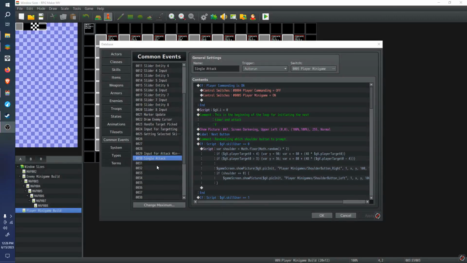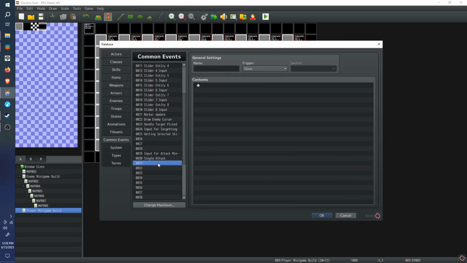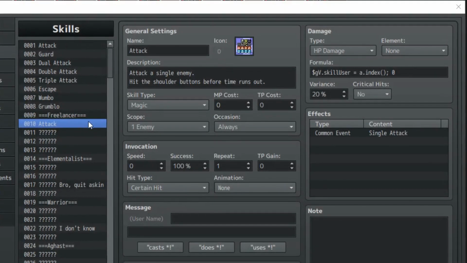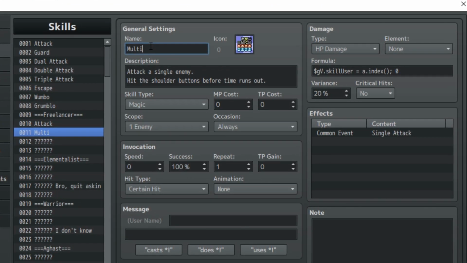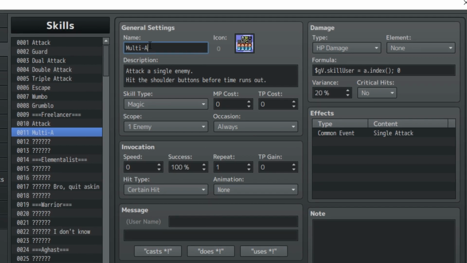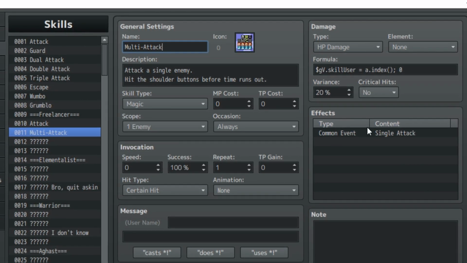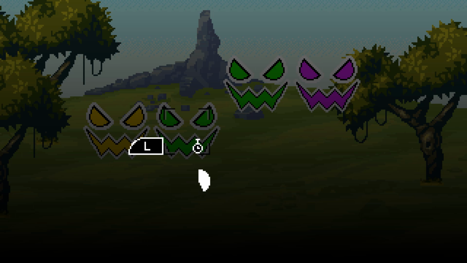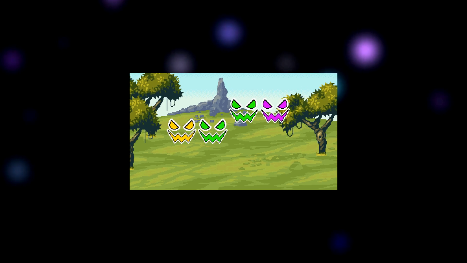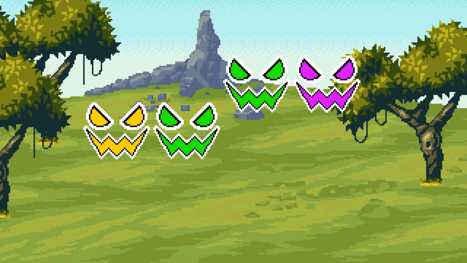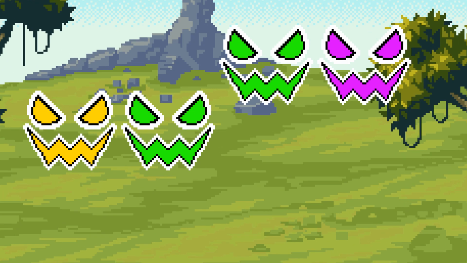What's next? Multi-attack? That's just an attack, but more of it. Alright, so I'm gonna teach the funny little characters the skill. Now, when the player attacks using the multi-attack skill, they should get 4 prompts instead of 2. And the prompt should overlap with the enemy the player is targeting. Yeah, baby. Wait. Hold on for a second.